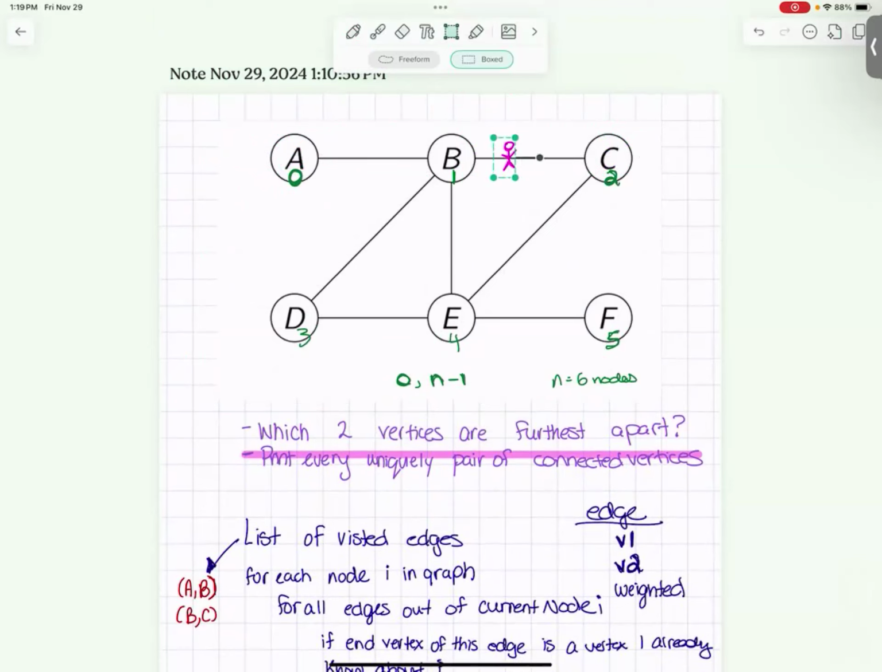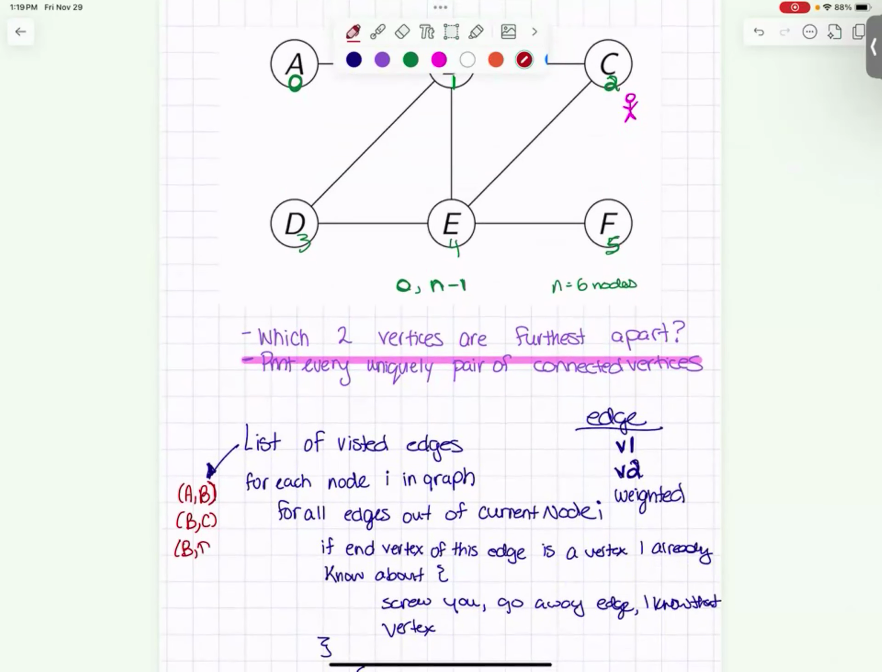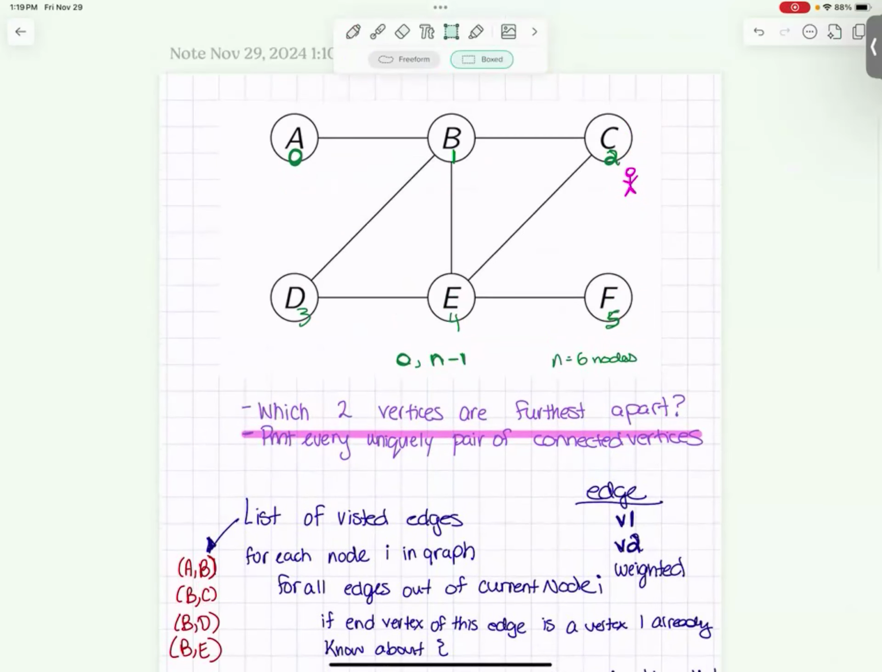We come over here and we have to do BD and we have to do BE, and we can see that both those edges exist, and both those edges one by one I would notice are not in my list of visited edges, so I would add them and then I would move here. So let me add BD and BE. This is like a brute force algorithm. This is not efficient, obviously.